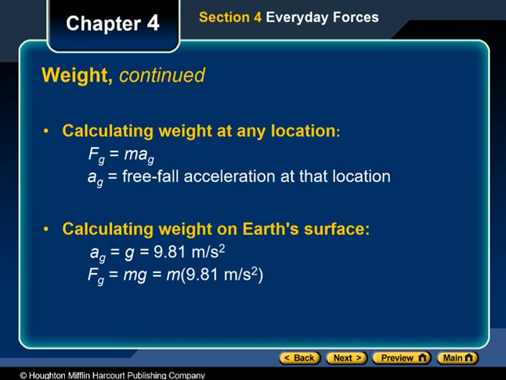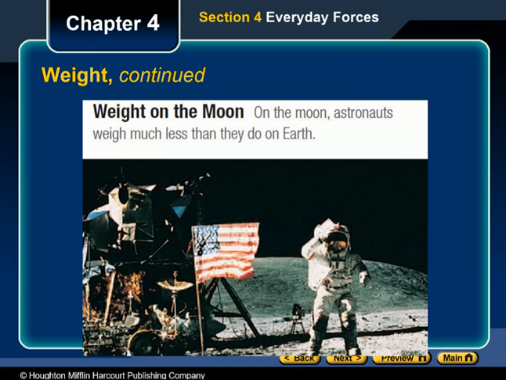Weight, unlike mass, is not an inherent property of an object. Because it is equal to the magnitude of the force due to gravity, weight depends on location. For example, if the astronaut on the screen here weighs 800 newtons, which is about 180 pounds, on Earth, it would weigh only about 130 newtons, which is about 30 pounds, on the Moon.